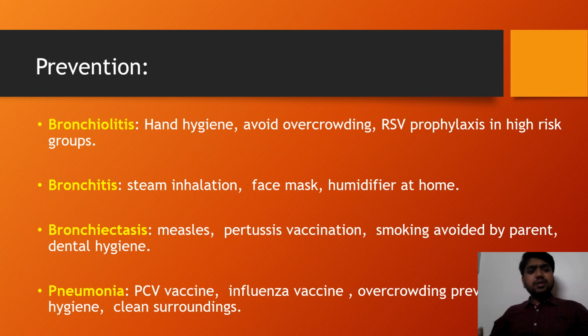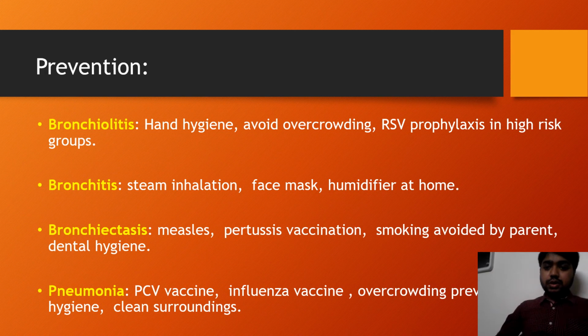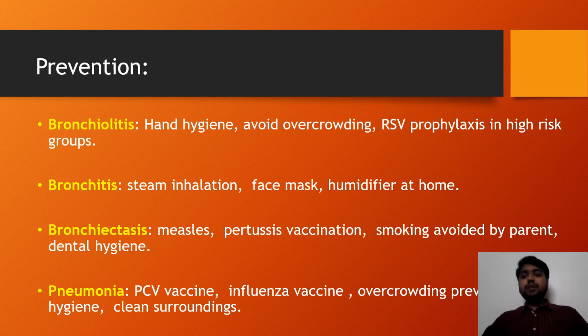So prevention: what preventive steps can you take to prevent these conditions? For bronchiolitis, simple: hand hygiene, avoid overcrowding, and as we said already, RSV prophylaxis in high risk groups. For bronchitis, steam inhalation, face masks, and humidifiers at home can prevent it. For bronchiectasis, what the literature says is that pertussis vaccination and measles vaccination prevent bronchiectasis. And smoking: adult bronchiectasis is most of the time due to smoking. So avoiding smoking by the parents, even passive smoking, can be useful to prevent bronchiectasis. And pneumonia, how do you prevent it?